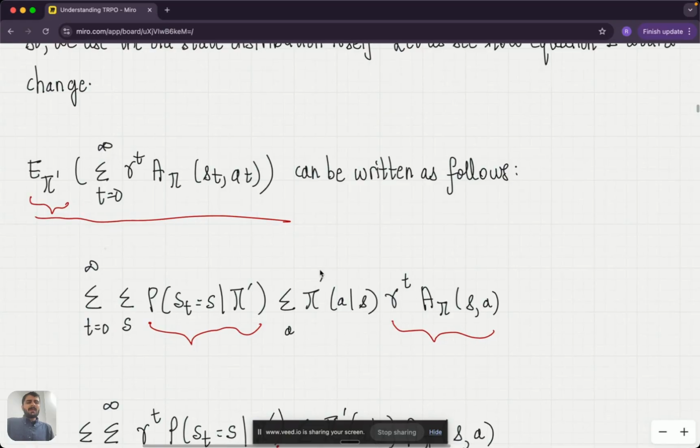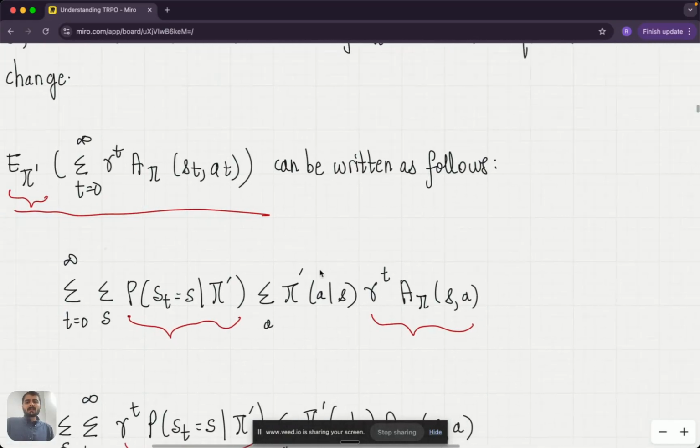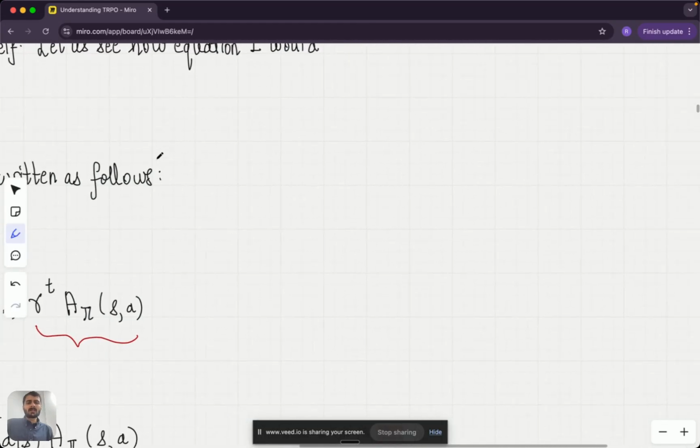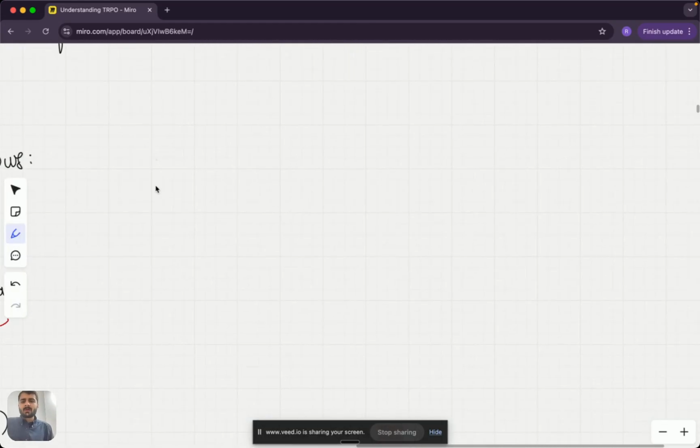So, a very easy way of understanding this is, what do we want to do here? We want to add up the advantages for all the states and actions which the agent is encountering. To know this, I first need to know which all states my agent is visiting. That's why the summation comes up. Probability of the state visited is equal to S given the policy pi dash.